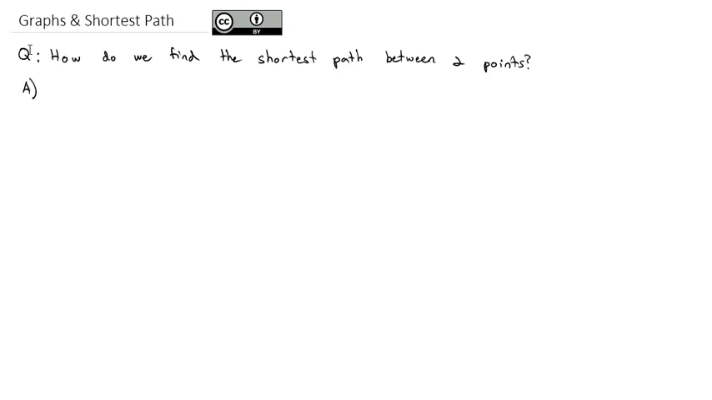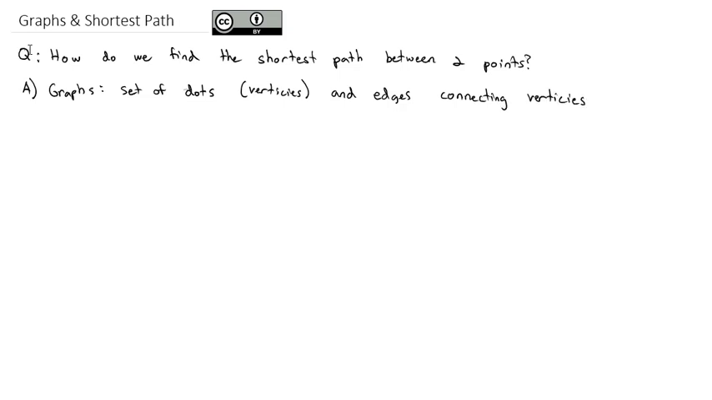And to set this up, we're going to establish some vocabulary around these things called graphs. A graph is going to be a set of dots, which we're going to call vertices, and edges connecting those vertices. So for example, I might have these four dots. These would be four vertices. And let's label the dots so we know what we're talking about, A, B, C, and D.